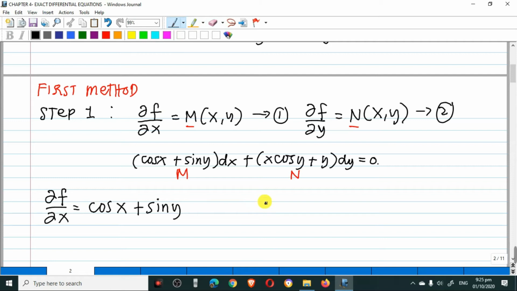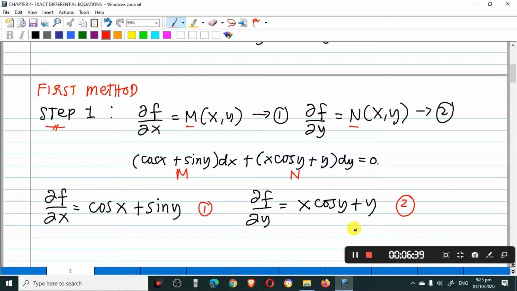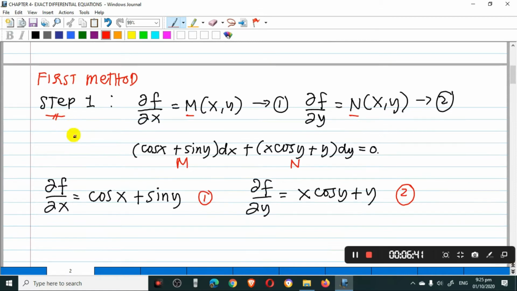And the partial derivative of the function with respect to y is equal to our n. Our n here is equal to x cosine of y plus y. We will assign these two equations as equation number 1 and equation number 2. This is our first step in our first method. Okay? So let us proceed to the second step.